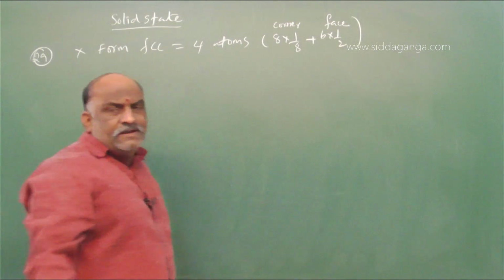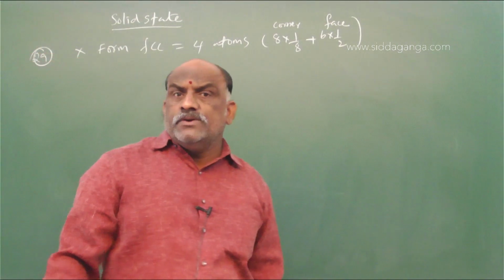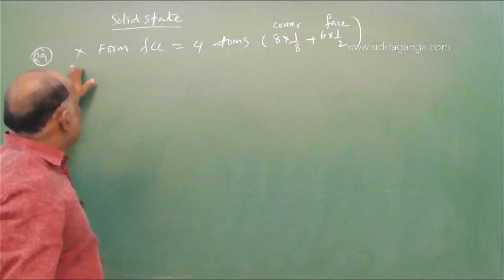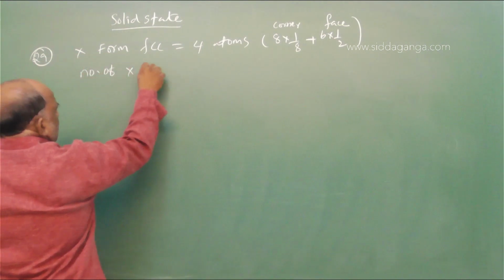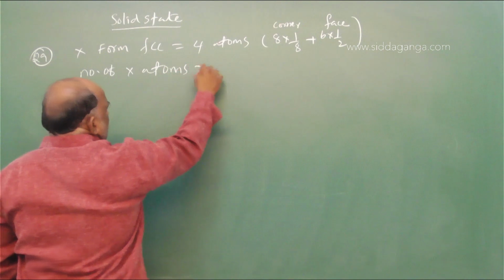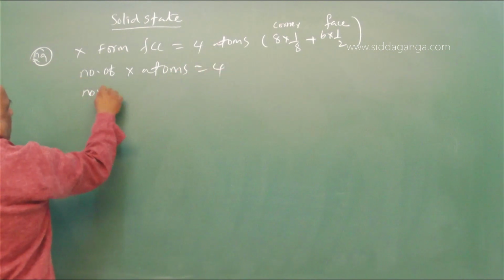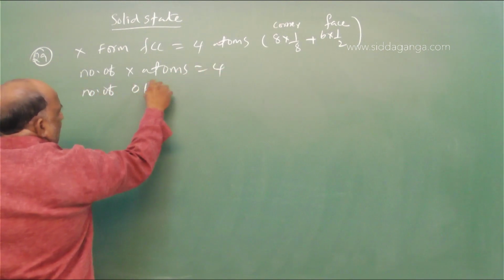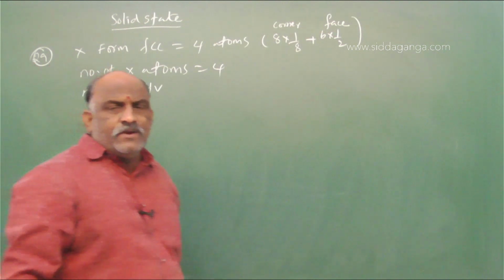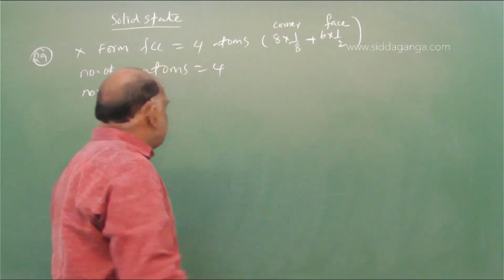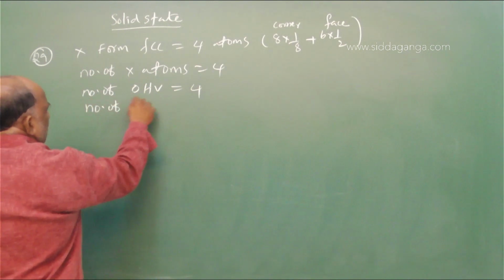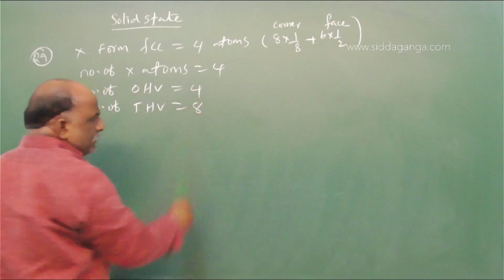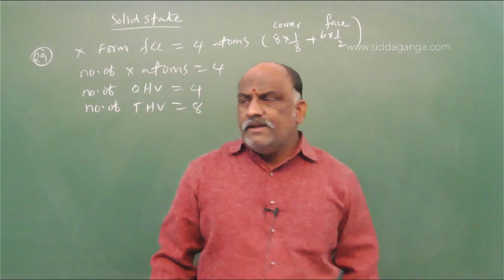8 into 1 by 8 is the face and 6 into 1 by 2 is the corner. So the number of X atoms is equal to 4. Number of octahedral voids is equal to 4. Number of tetrahedral voids is equal to 8. You know this one, already one formula was there.